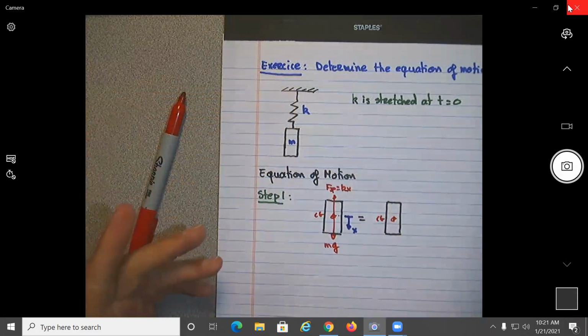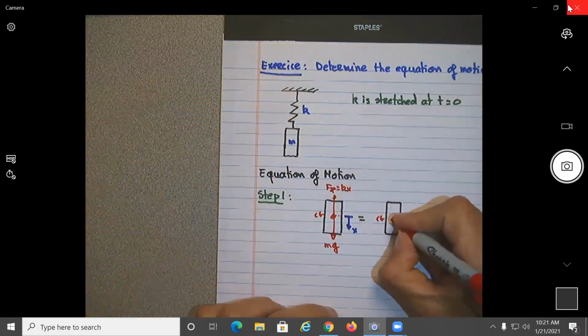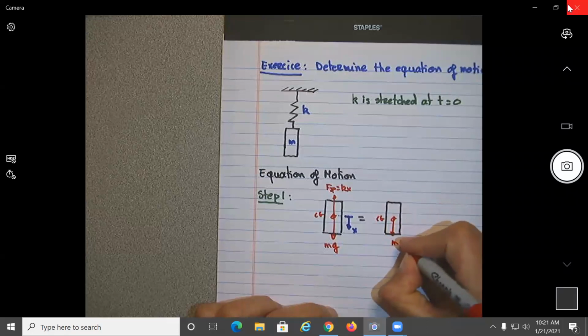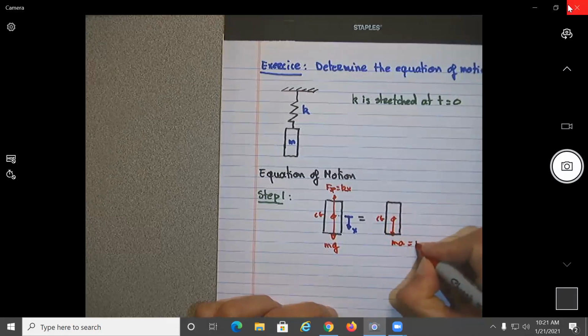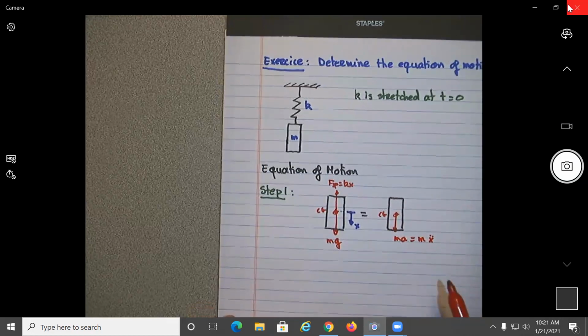Now, what will be the inertia effect? It will be ma, but we can rewrite ma as m x double dot, because the acceleration is the second derivative of x with respect to t.